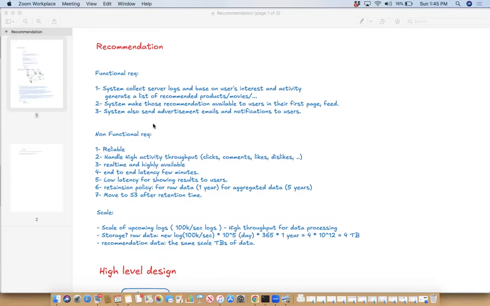Hello, everyone. Today we are going to talk about a recommendation system design, which is a very interesting topic because it's kind of an overlap between machine learning system design and distributed system design, engineering system design problems. It's good to learn about it.